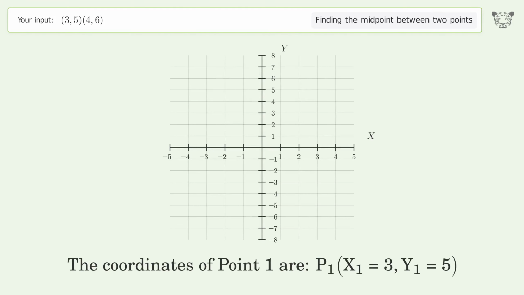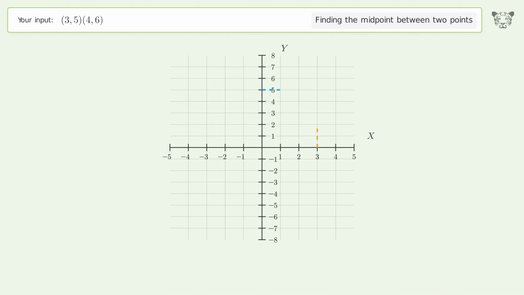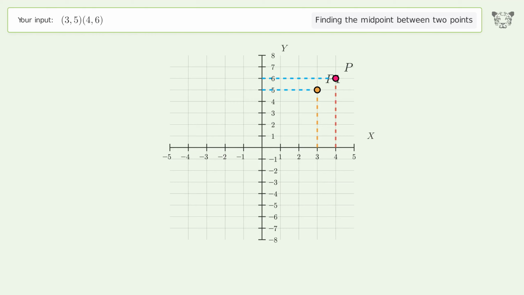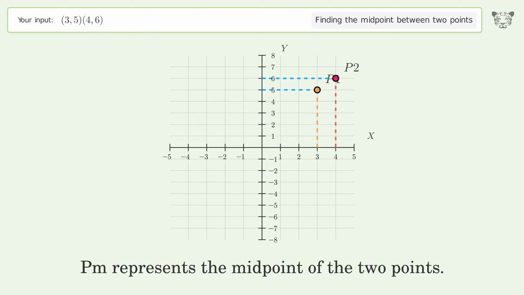The coordinates of point 1 are x1 equals 3, y1 equals 5. The coordinates of point 2 are x2 equals 4, y2 equals 6. PM represents the midpoint of the 2 points.